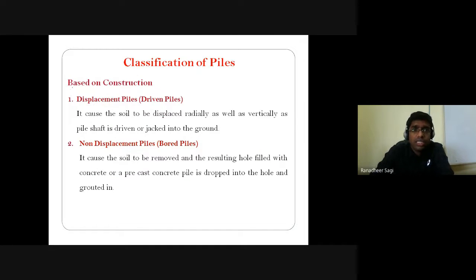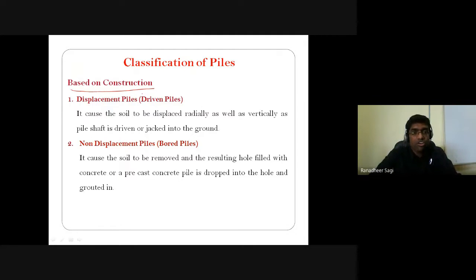And based on the type of construction, a pile may be driven into the ground, where the soil is laterally or radially displaced while the pile is driven vertically or in an inclined direction into the ground. Such piles are called displacement piles, or otherwise driven piles. All those driven piles, when you drive them into the ground, obviously cause radial displacement of the soil grains that come in contact with the pile being driven into the ground.